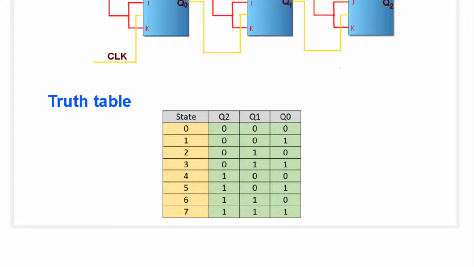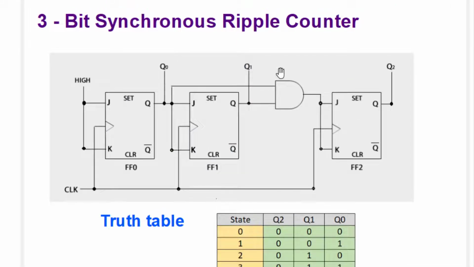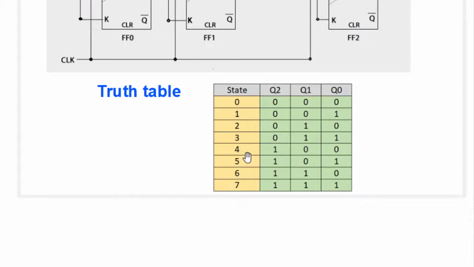Similarly, this is the diagram for a 3-bit synchronous counter. The main thing here is that the clock is applied to each and every flip-flop, and not all the flip-flops are in toggle mode. We are using some gating circuit, the AND gate is used. The output is of course the same as we got in the previous case.